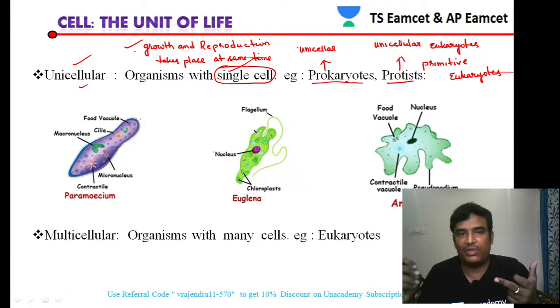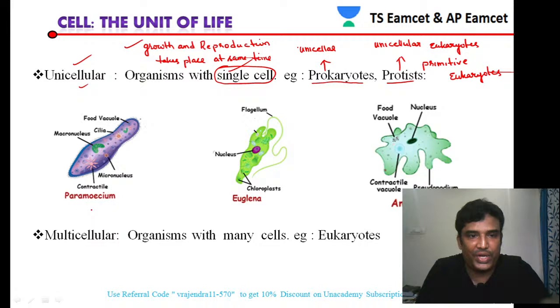This is one of the important functions. Apart from that, growth and reproduction take place at the same time in the case of unicellular organisms. There is a good example shown here, like Paramecium.